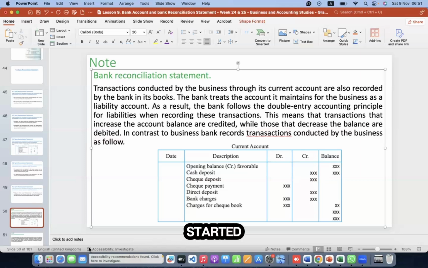Okay, we just started the bank reconciliation statement. Not much of a thing.